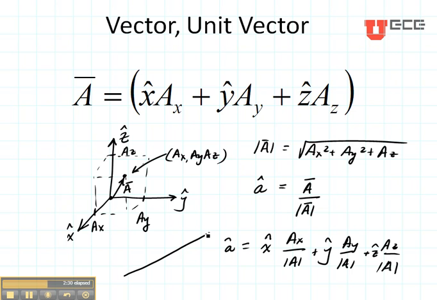So if here is a bigger picture of the a vector, then the unit vector of a would be a vector in the same direction, and the magnitude of a unit vector, any unit vector, is 1. Another way that we can write a is we can say that a is equal to the direction of a times the magnitude of that vector.